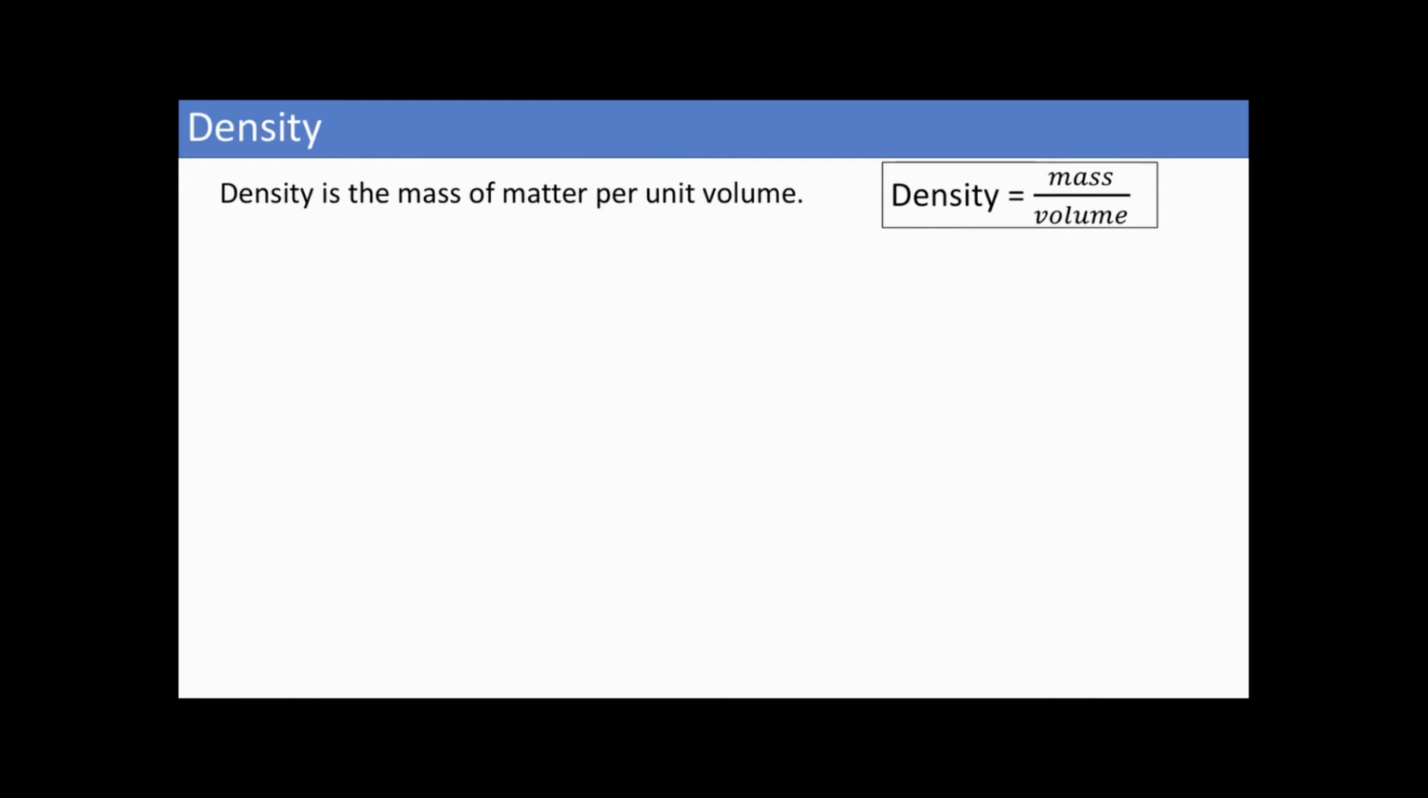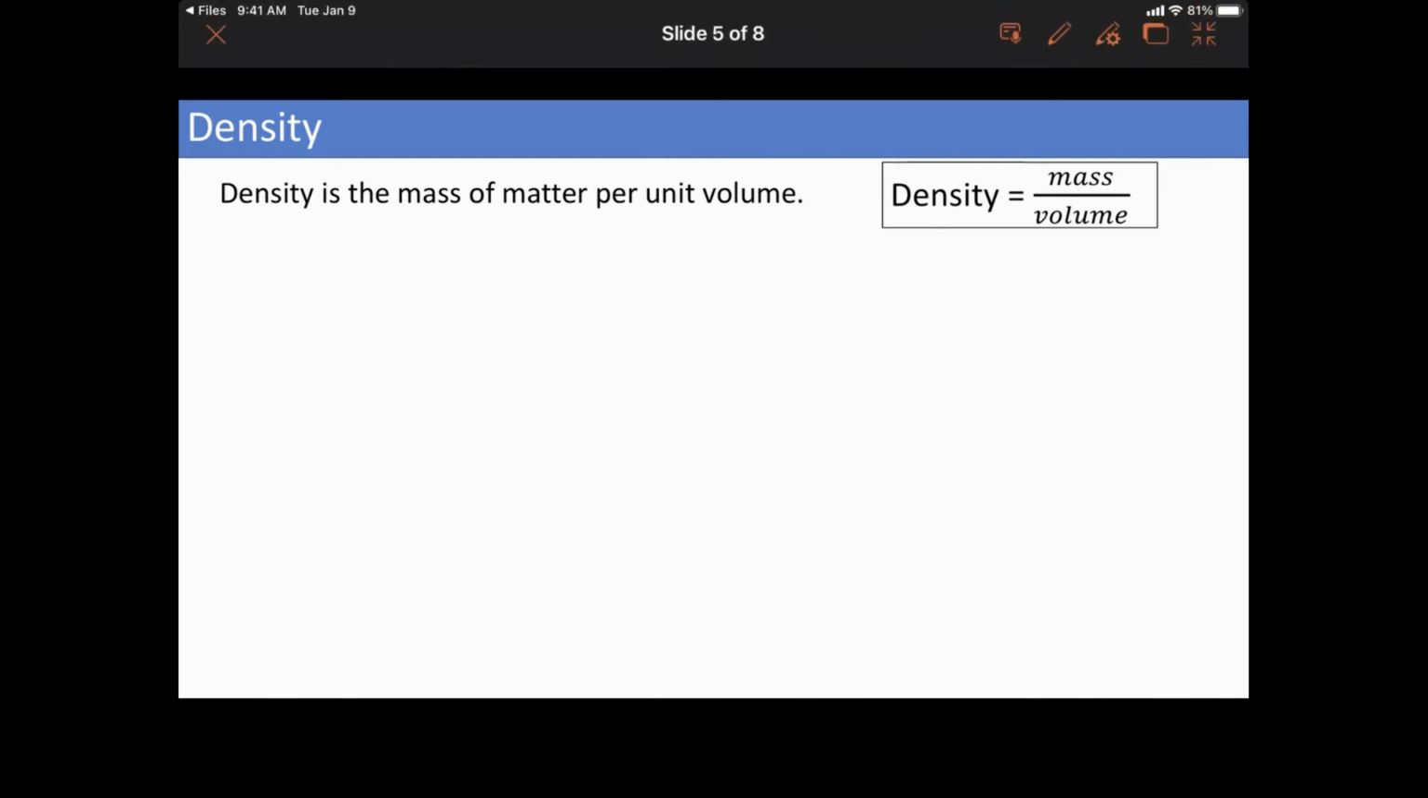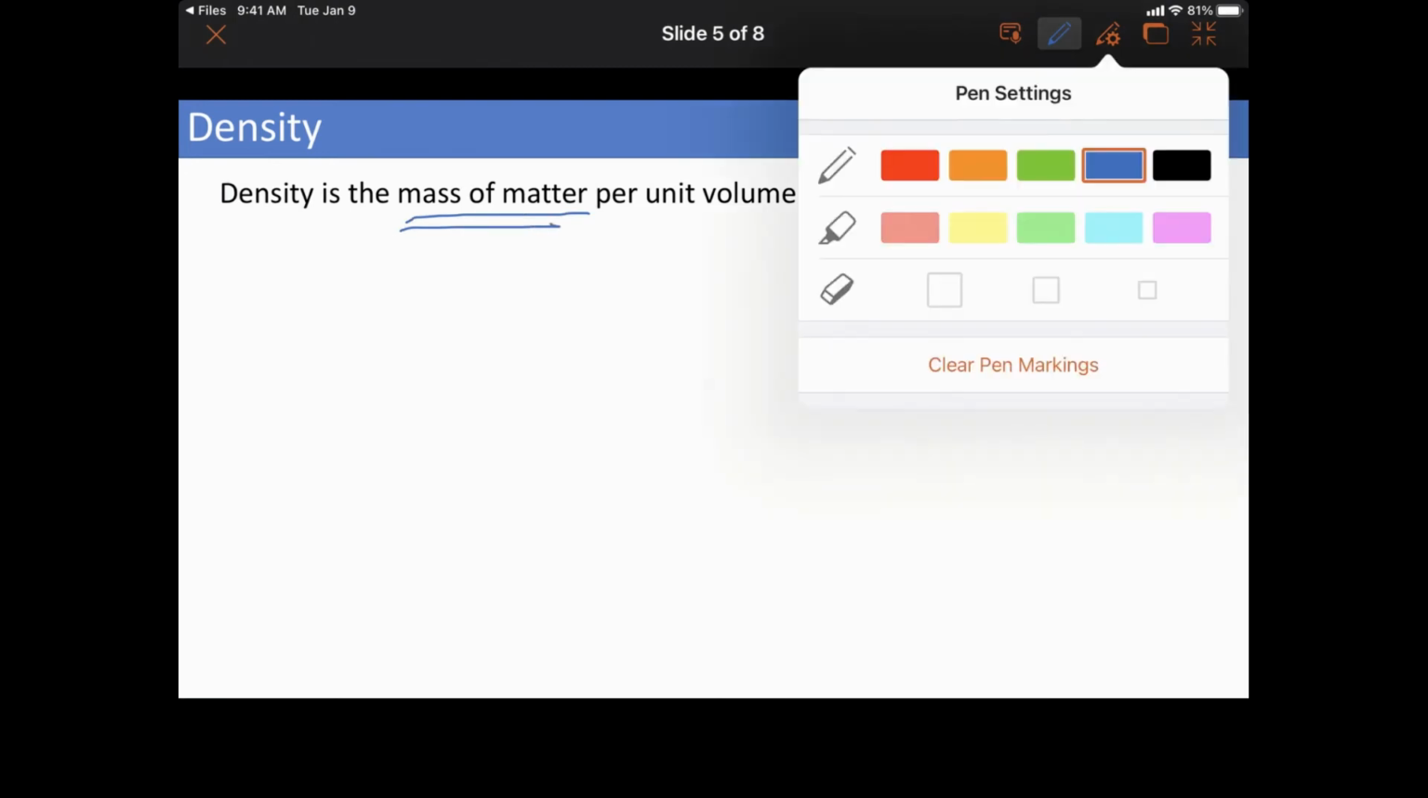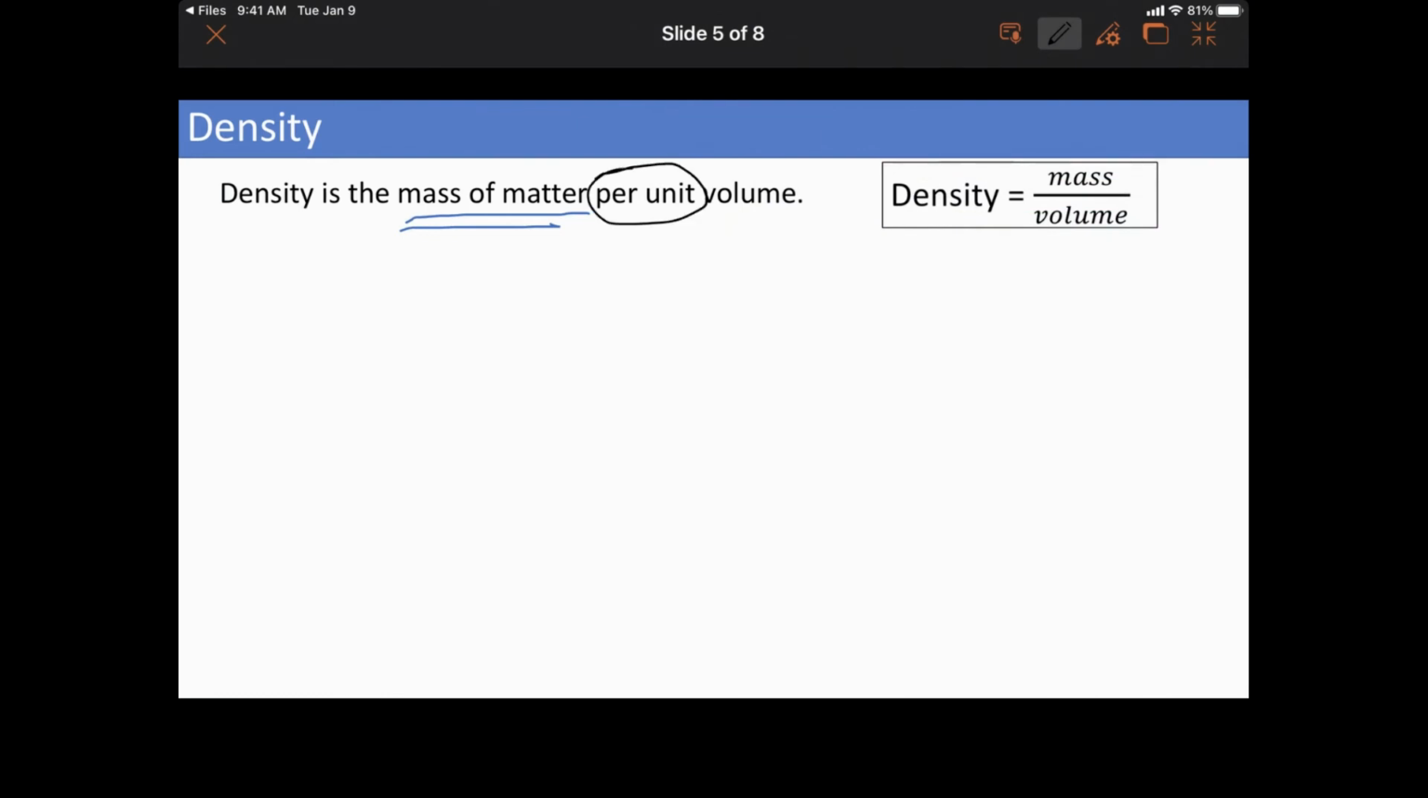Now, another application is density. All matter has a certain type of density, and density is measured by the mass of matter. We are all made of different kinds of matter per unit volume, which just means mass divided by volume. So here's the formula: density equals mass divided by volume.